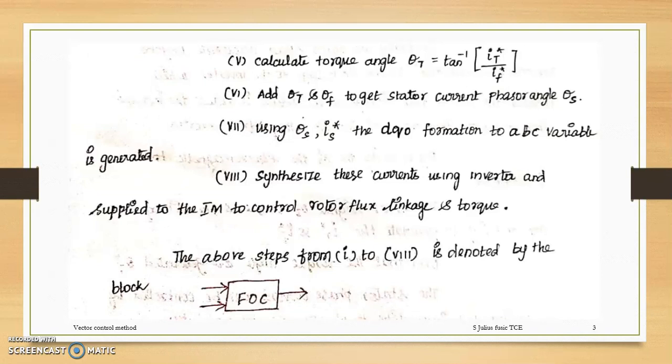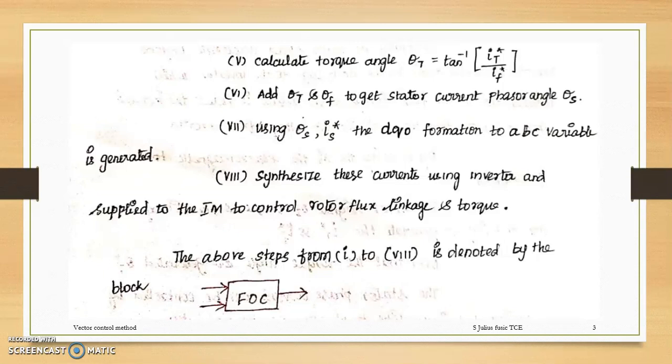The seventh step: using theta s and IS star, the DQ transformation, that is the two stationary axis parameters, is converted into ABC variables, as generated in your block diagram. And the last step, we synthesize this current using the inverter, which is a current source inverter, and supply those transformed signals to your induction motor using methods like the pulse width modulation technique or the space vector modulation technique.